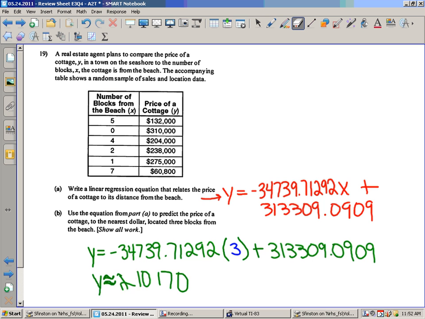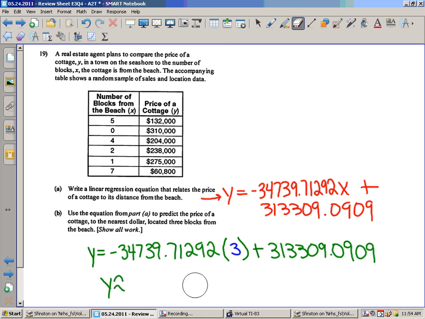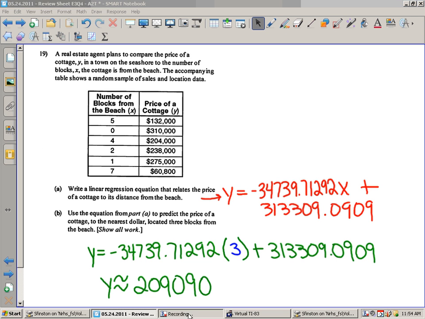This should be approximately. And let's fix that because it's all messy. I'm sorry, I made a mistake in my calculation. I just accidentally punched the wrong number in here originally. And so actually the answer should be $209,090. $209,090. Sorry about that.